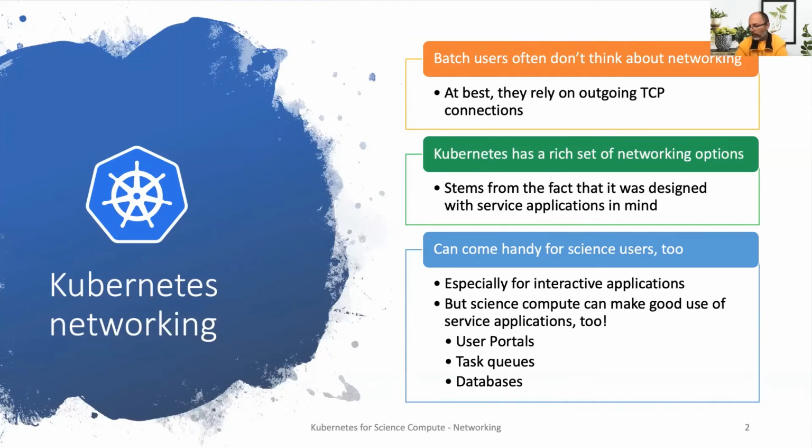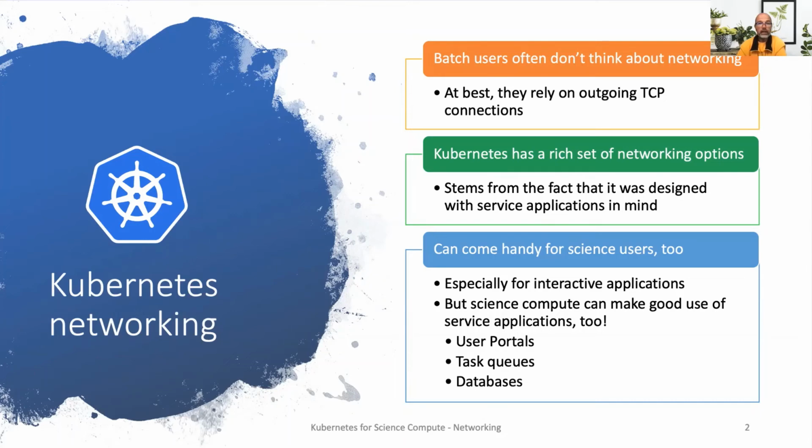So when you are a batch user, you typically don't think much about the networking. At best, you may rely on outgoing TCP connections to move data in and out. However, Kubernetes has a much richer set of networking options, and this stems from the fact that it was designed with service applications in mind, and using it for batch-style compute is actually just a nice bonus, although that's exactly what we have been trying to do most of the time.